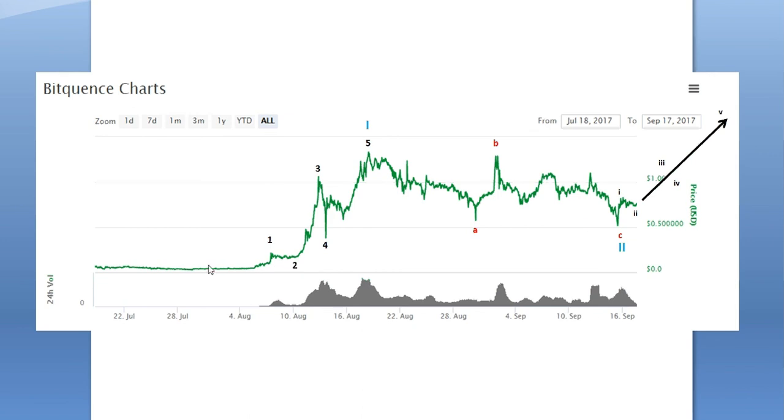So, let's quickly review. 1, 2, 3, 4, 5. Higher wave 1. A, B, C. If this is C and wave 2 higher level is in, we need 1, 2, 3, 4, 5 impulse. So that is Bitquence.